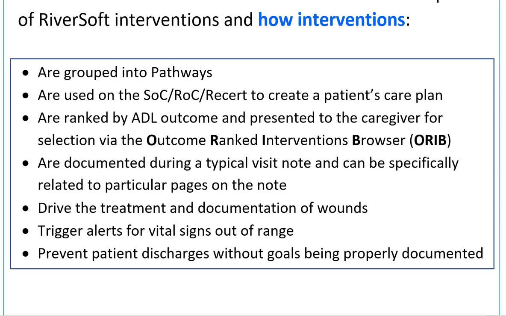Today I'm talking about home healthcare interventions, and specifically how RiverSoft implements interventions. In RiverSoft, interventions are grouped into pathways. They're used on the start of care, resumption of care, and recert to create a patient's care plan. They're ranked by ADL outcome and presented to the caregiver for selection via the Outcome Ranked Interventions Browser, or ORB.